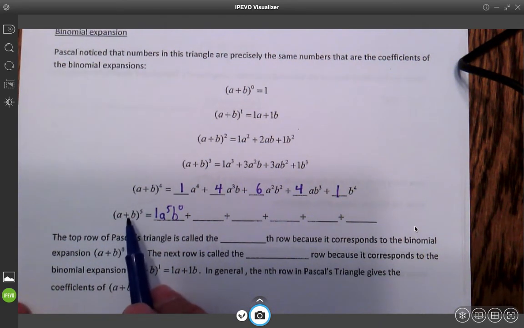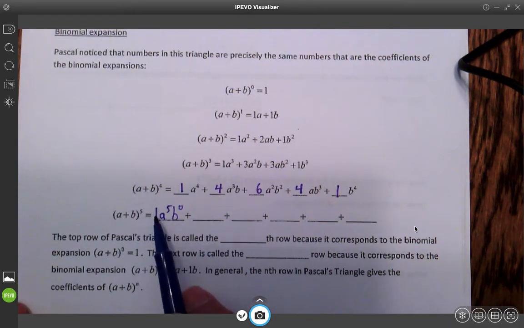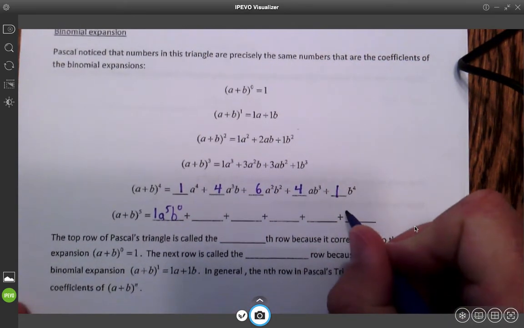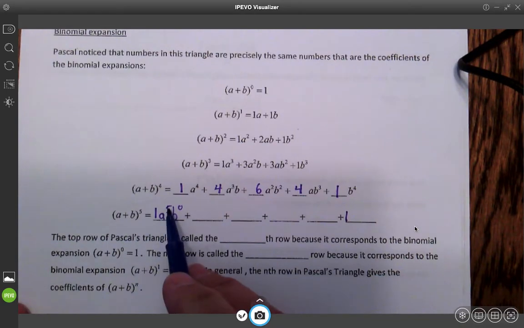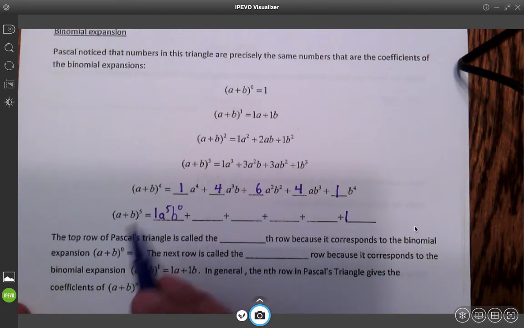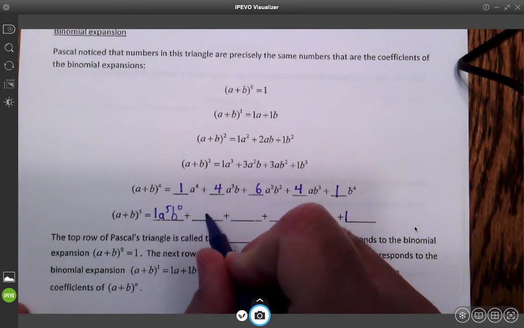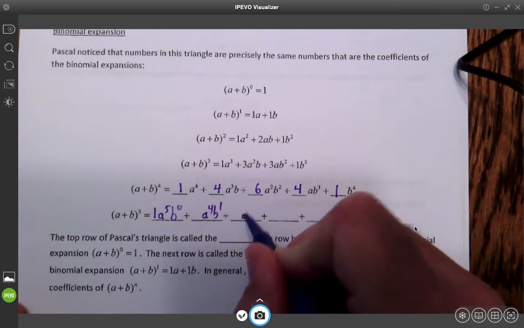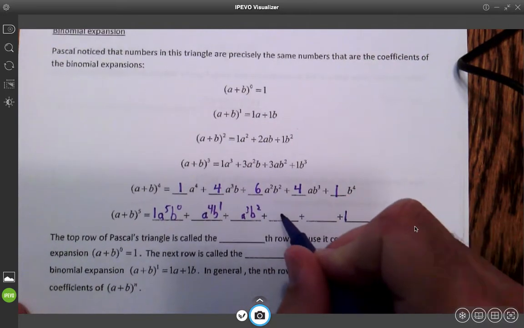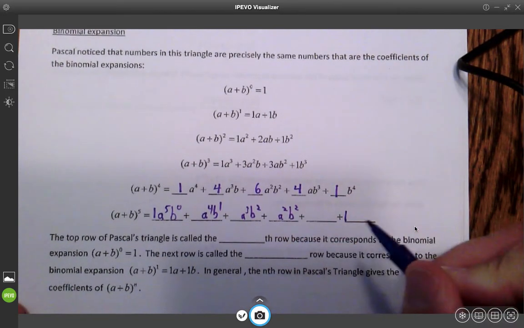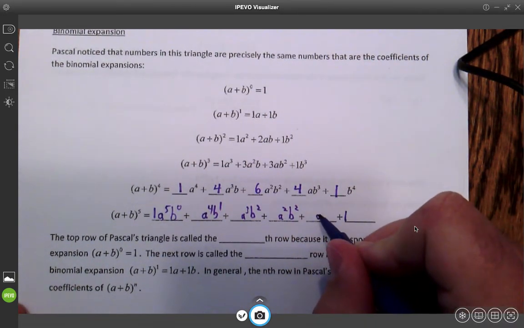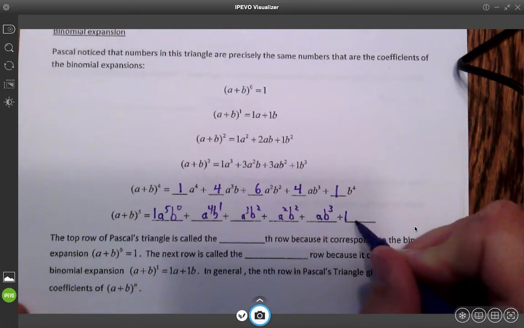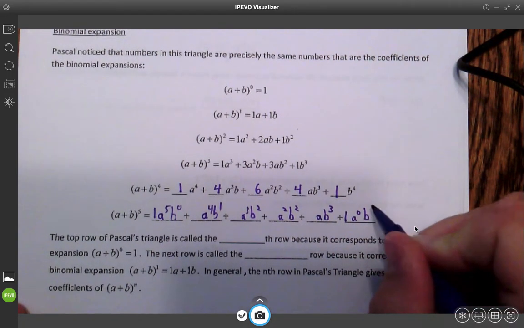So we have a plus b to the fifth. We know it's going to be 1, and there's going to be a 1 over here. It's a to the fifth, b to the 0. That's easy. This will be a to the fourth, b to the first, a to the third, b to the second, a to the second, b to the second, right? A to the first, b to the third, and a to the 0, b to the fourth.